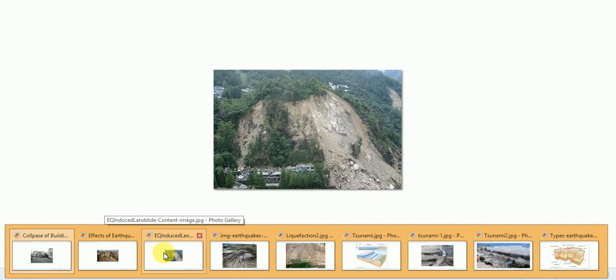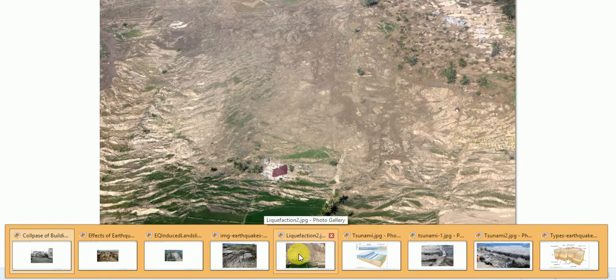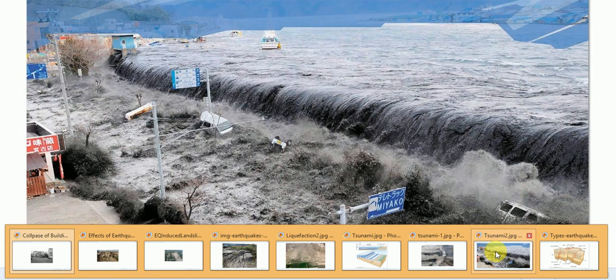This is a landslide caused by the earthquake, okay. So this is displacement of the ground, this ground settlement. This is another photograph of soil liquefaction. And this is a scene of a tsunami causing destruction on the sea coast. This is another scene of a tsunami, okay. So these are some photographs showing the effects of earthquakes.